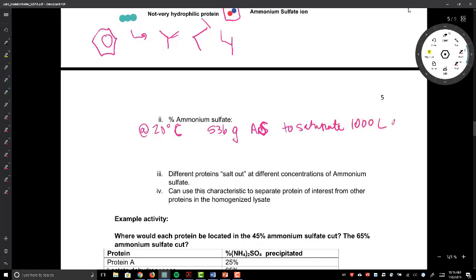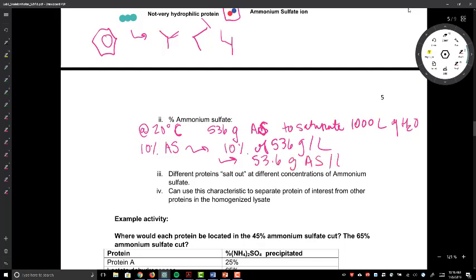1 liter of water. And so what that means is, let's say we have 536 grams per liter ammonium sulfate solution. Once you add 1 more gram, so you take it to 537, it's not going to dissolve because you've saturated the solution. And so if we have a 10% ammonium sulfate solution, that means that it's 10% of 536 grams per liter. So a 10% ammonium sulfate solution would mean we have 53.6 grams ammonium sulfate per liter.